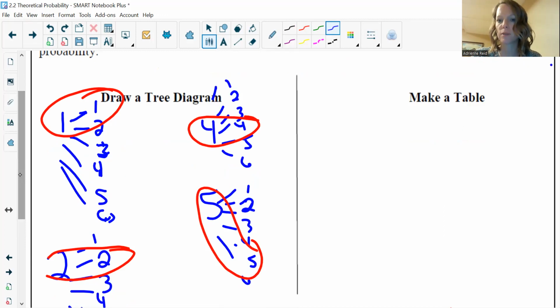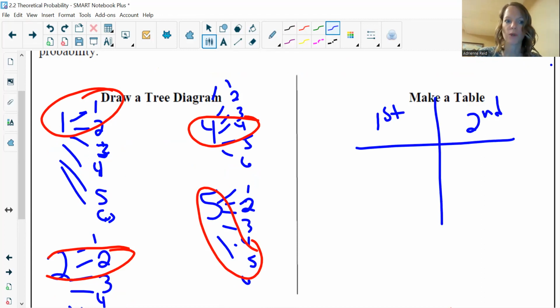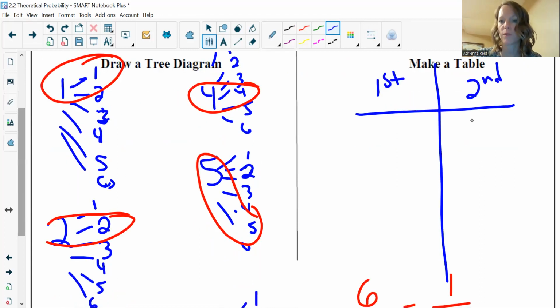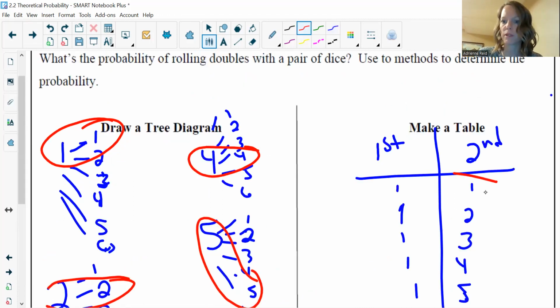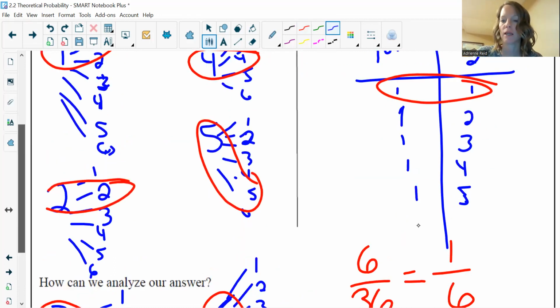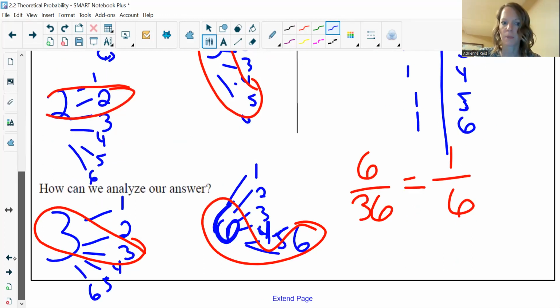If you thought that was a little bit confusing, you could do a table. So I could have first dice and second dice. I'll just briefly show you kind of what you would do here. So I know I have a 1, 1, a 1, 2, a 1, 3, a 1, 4, a 1, 5, and so on and so forth. You're going to keep going. And then you would circle all of your doubles and you would see exactly the same. We have a 1 in 6 chance because there's one pair in each of those combinations.